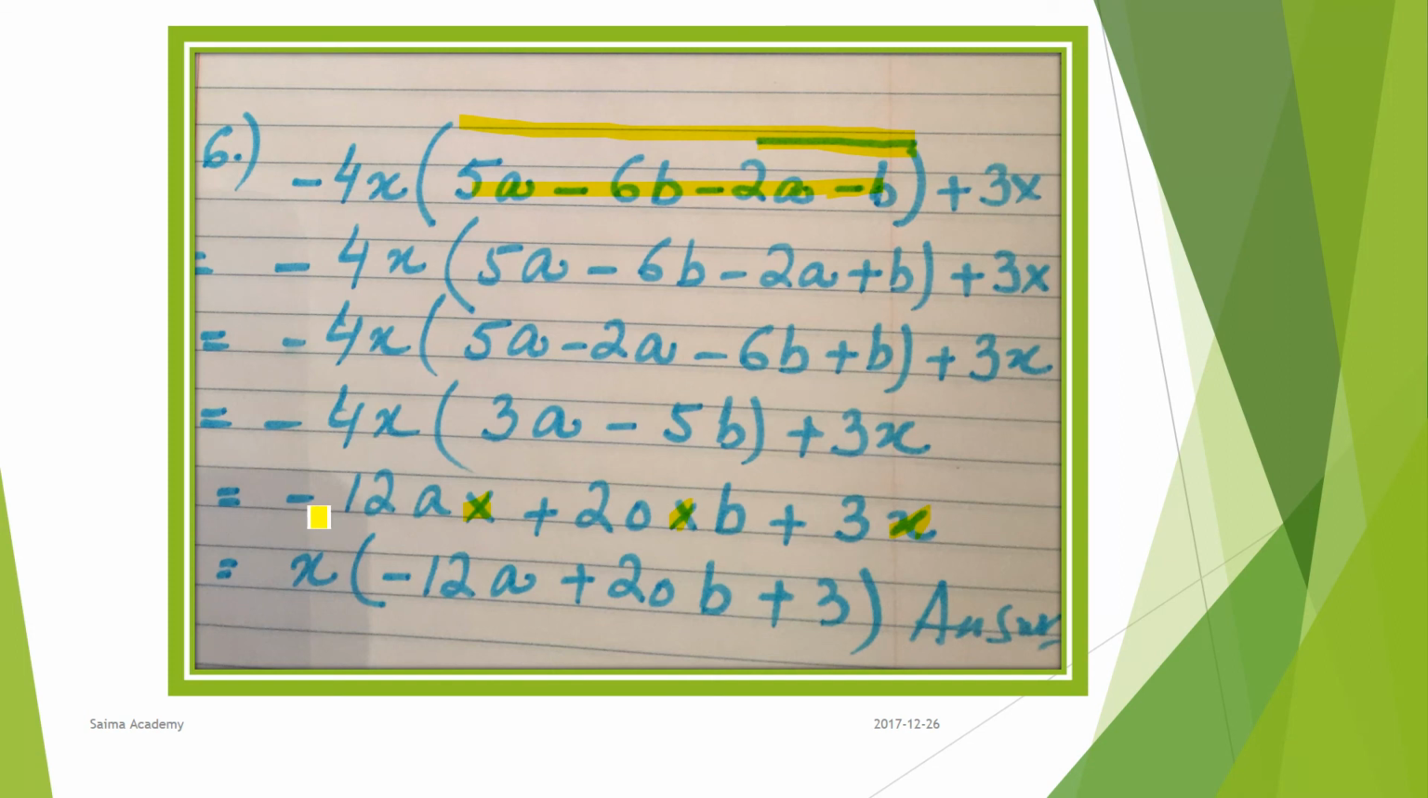If you want, you can take minus x common. When you take minus x common, all these signs will change. It will be plus, it will be minus, it will be minus. Right?